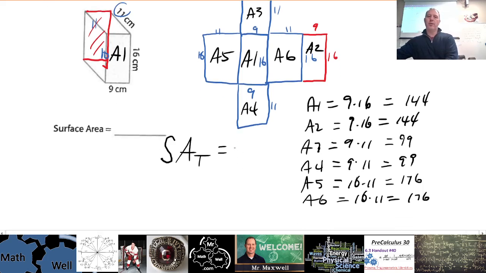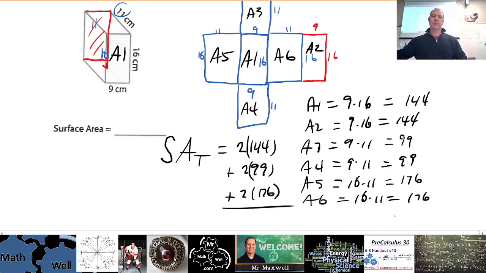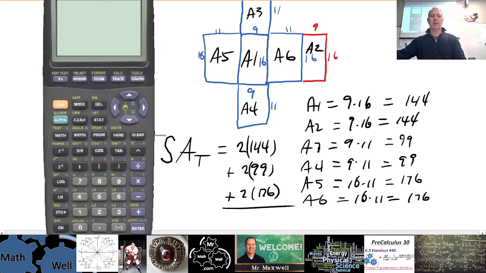Okay, so 144. So that's two 144s, plus two 99s, plus two 176s. And that one you can certainly use your calculator for. It would look something like this: 2 times 144 plus 2 bracket 99 bracket plus 2 bracket 176. And when you just type a bracket in your calculator like that, it automatically multiplies. So you can put times, or you can just leave it like that. It should work out.